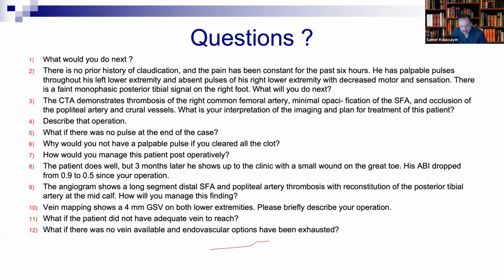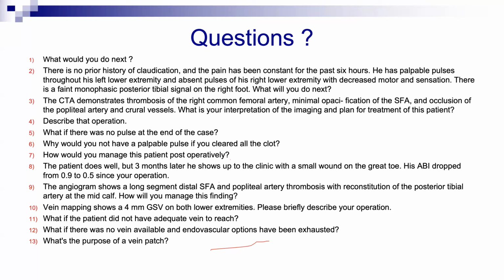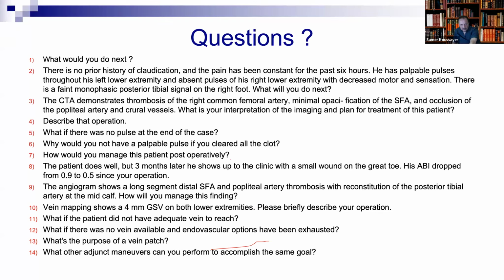What if there is no vein available and the endovascular option has been exhausted? Go around and do the bypass. So no vein, no endovascular, you do a graft. You said that, right? You do a graft with a vein patch. So what is the idea of the vein patch? To decrease the resistance distally. What other adjuvant maneuver can be performed to accomplish the same goal?